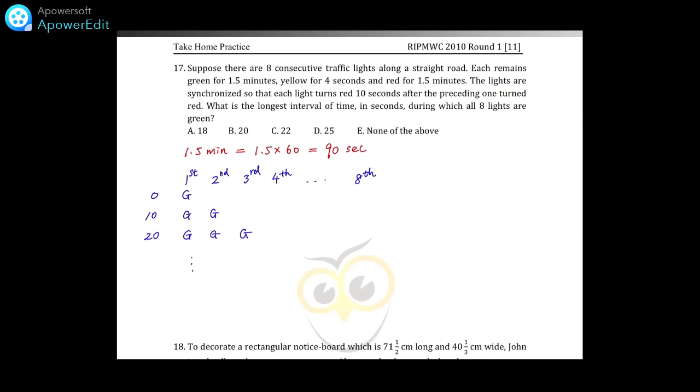Now, the first time where everything is green is at 70 seconds, when all the traffic lights will be green. And since the first one remains green for 90 seconds, from 70 to 90 seconds are the times where all 8 lights are green. So it's 90 minus 70. All lights will remain green for 20 seconds. The answer is B.